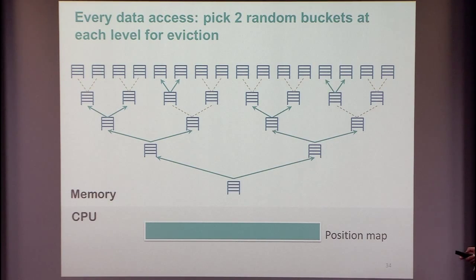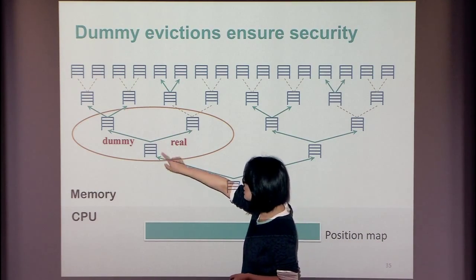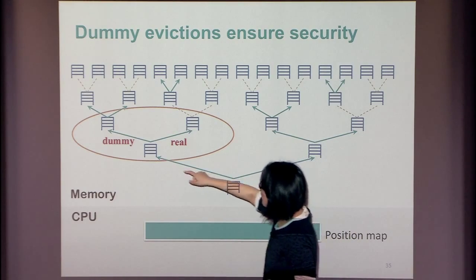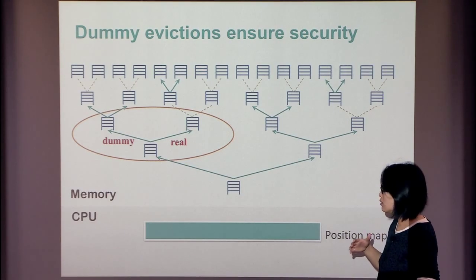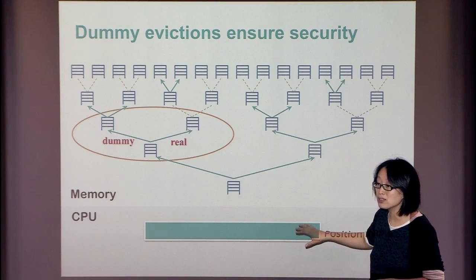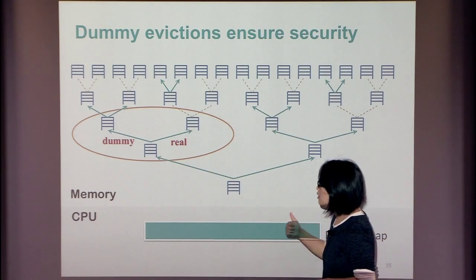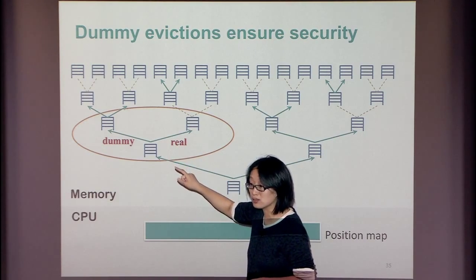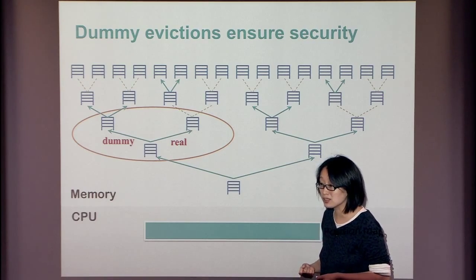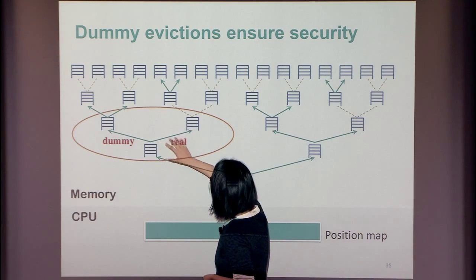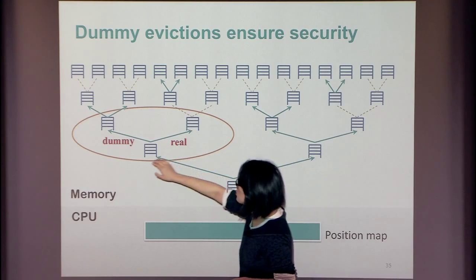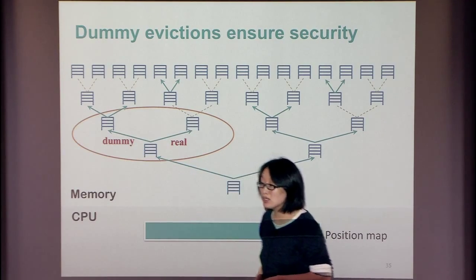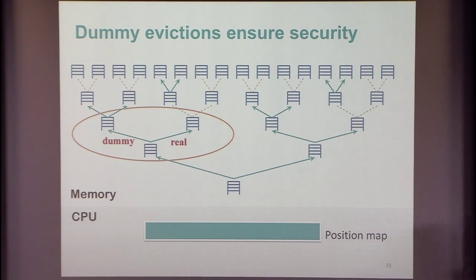So what does it mean to pick a bucket for eviction? Suppose I pick this bucket for eviction. I'm going to pop a block from this bucket, and write it to one of the children. But the way the scheme works, remember that there's this invariant. So when I pop a block, the block can only go one direction in order not to violate the main invariant. Let's say this block is assigned to this subtree, so the block should go right. But in order to hide information from the adversary, we also need to make a dummy eviction on the left-hand side, just to put up the appearance that we are also making an eviction on the left-hand side.